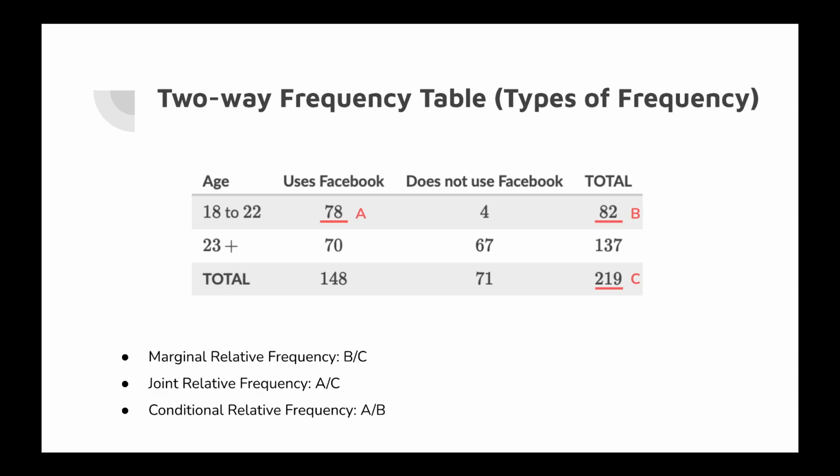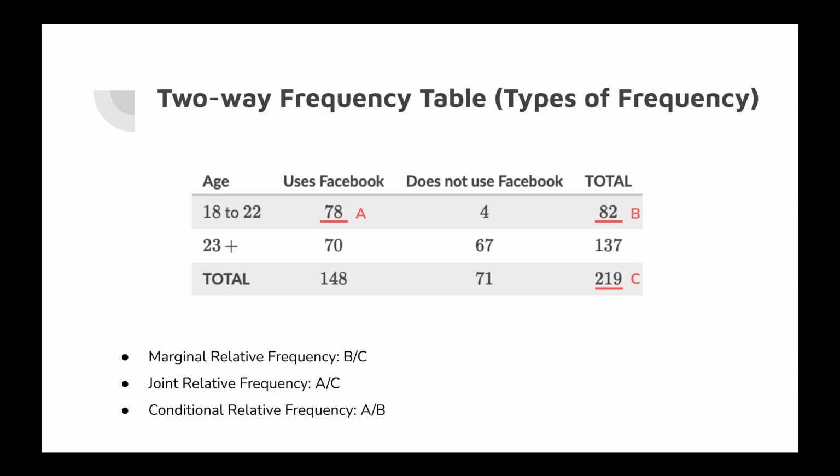Second, joint relative frequency is one that divides a specific number that satisfies both conditions by the total sum. For instance, 78 divided by 219 represents the proportion of subjects who use Facebook and at the same time have an age between 18 and 22.